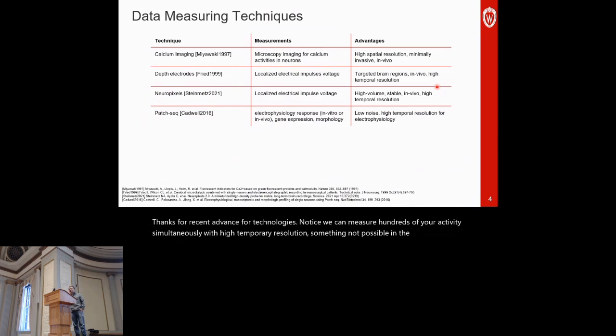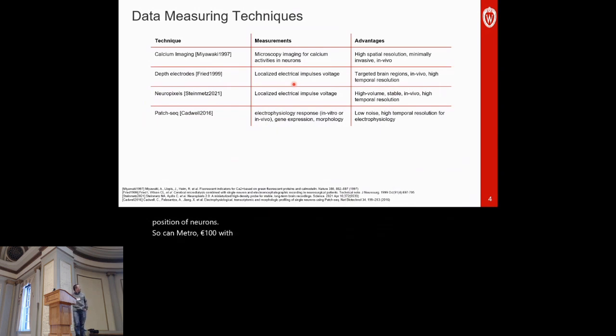This table briefly shows some key technologies. Calcium imaging, which tracks calcium activity in neurons, helps us monitor neuron firing by visualizing the changes of fluorescent intensity. And both depth electrodes and Neuropixels directly measure electrical impulse voltages. While depth electrodes can also measure the 3D position of neurons, a Neuropixel can measure hundreds of neurons with high temporal resolution. And in the end, patch-seq can measure 3 modalities together: electrophysiological responses, gene expression, and morphology.